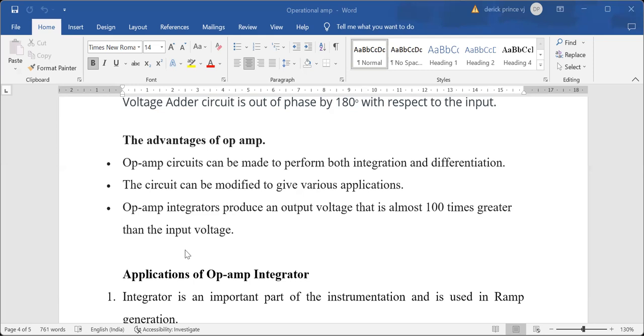As I said, it is a good example of an analog IC. It can do multiple functions and it can produce signal generators. The output voltage has very high gain, almost 100 times greater than the input voltage.